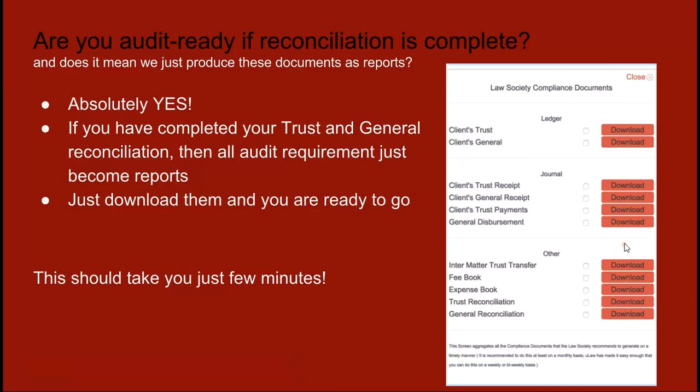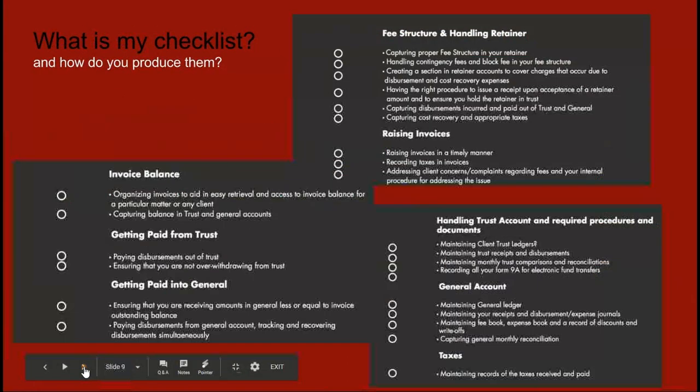Okay? So if you look at the ledgers, it's the client's trust ledger, which is, again, a part of your reconciliation process, the client's general ledger, and then you have the 4 journals that we've discussed in other webinars: the trust receipt, the general receipt, trust payments, and the general disbursements, right? And again, those are the 6 documents in addition to the fee book, expense book, and obviously you're going to do the trust and general first. So with these 2 done, the expense book, fee book, and these 6 documents, the numbers are going to be solid rock and they're up to date.